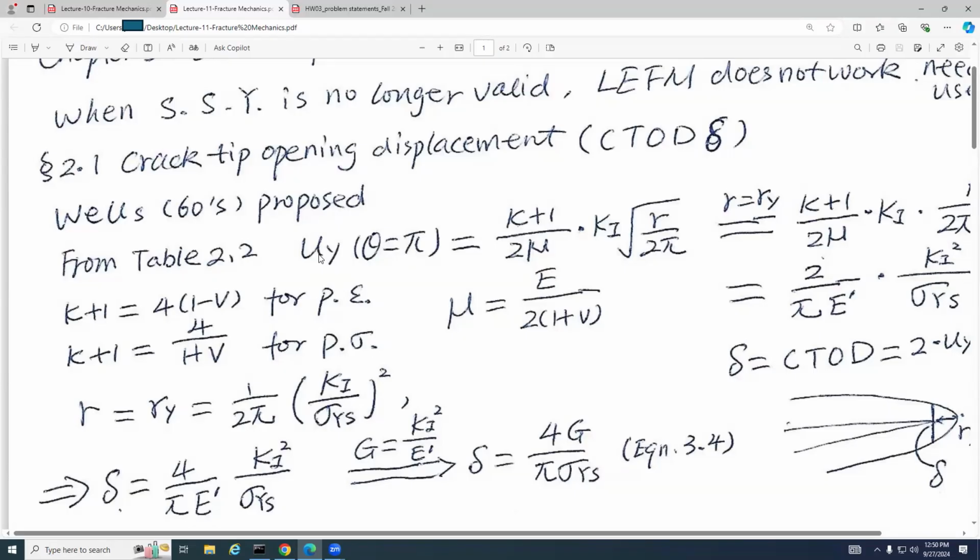Especially for problem 2.22, I want you to derive this pi, okay? Derive this and tell me something.